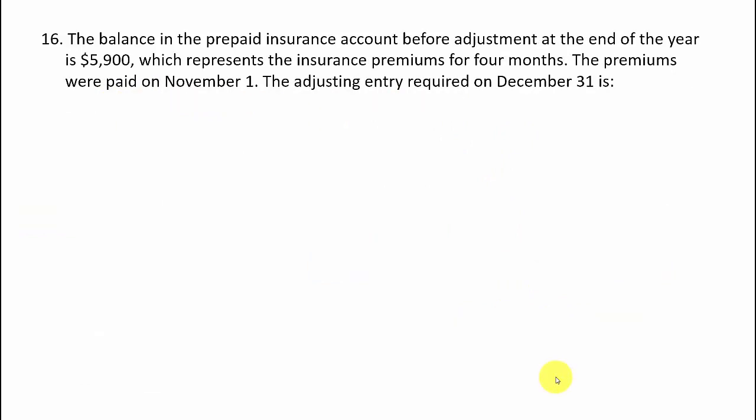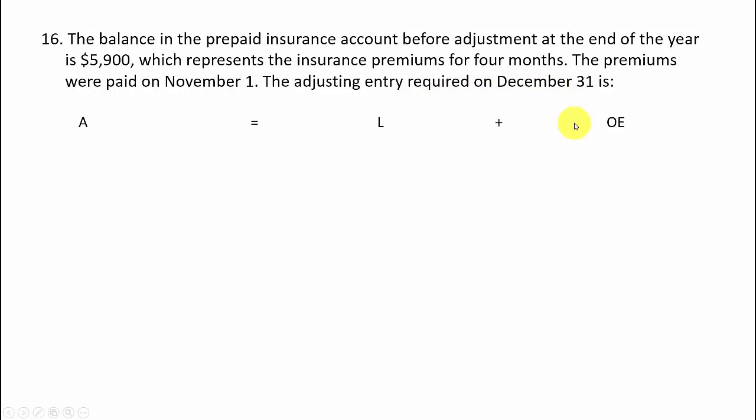Number 16. The balance in the prepaid insurance account before adjustment at the end of the year was $5,900, which represents the insurance payments or premiums for 4 months. The premiums were paid on November the 1st. The adjusting entry required on December 31st is what?